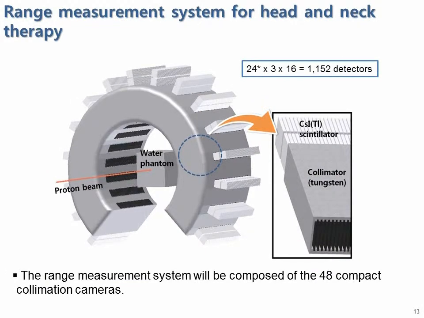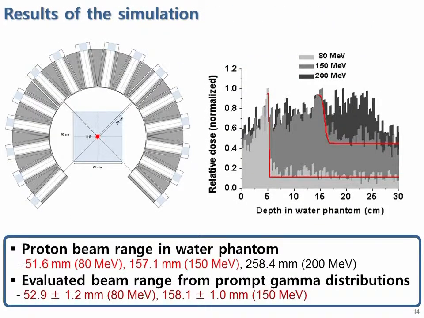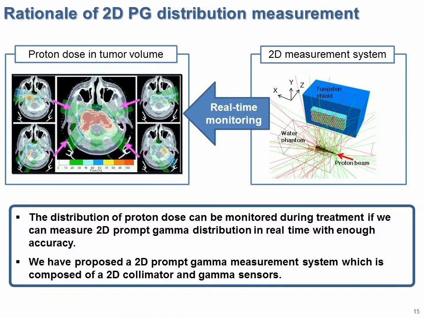Based on the developed system, we are currently developing a measurement system for head and neck cancer treatment. To apply to the head and neck site, we designed the measurement system in a circular shape. To estimate the performance of the suggested system, we performed the Monte Carlo simulation. By simulation study, it was confirmed that the developed measurement system can determine the beam range with very high detection efficiency. To monitor the particle therapy, we are also developing a 2D measurement system.